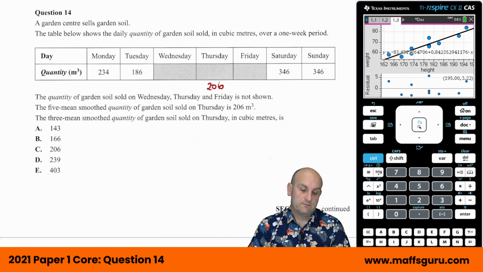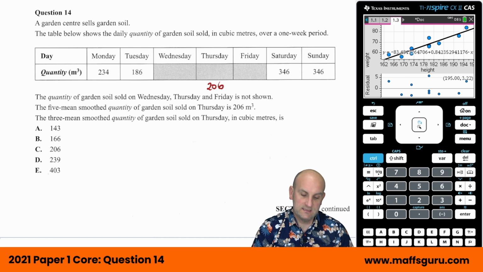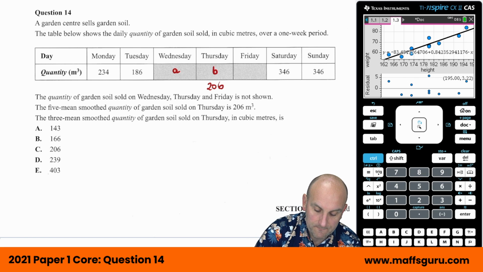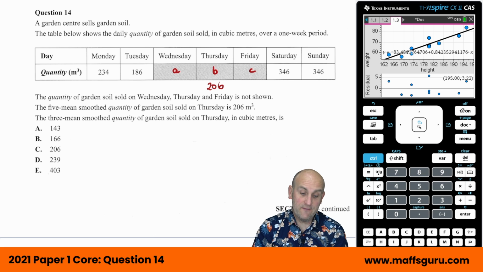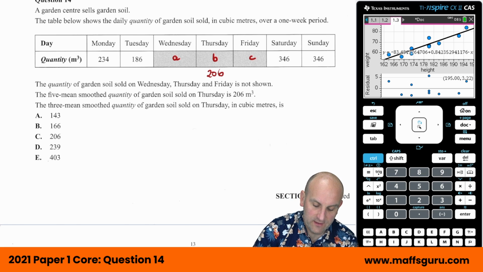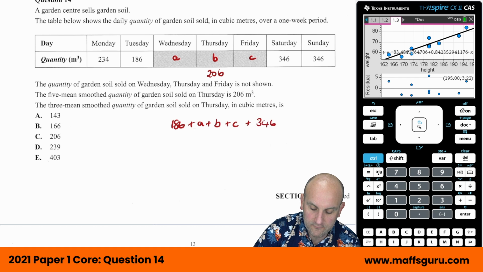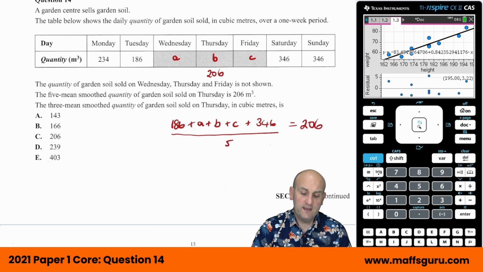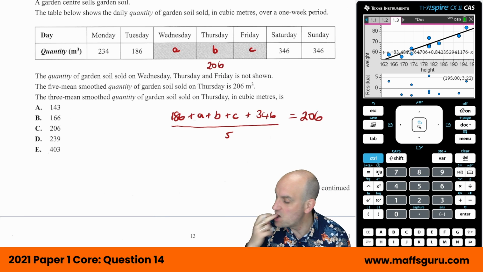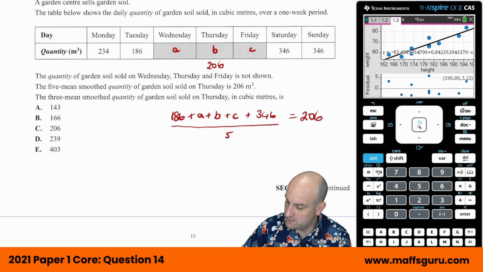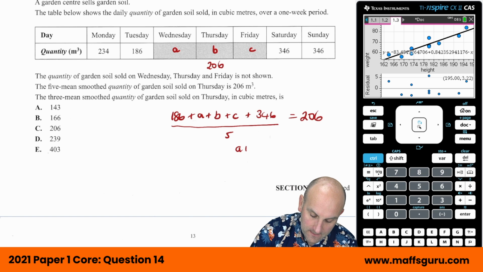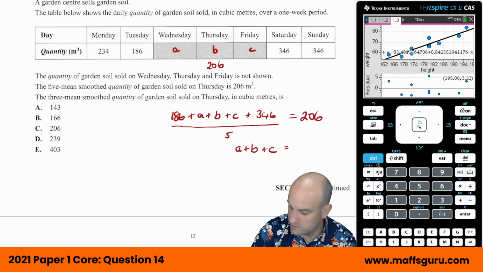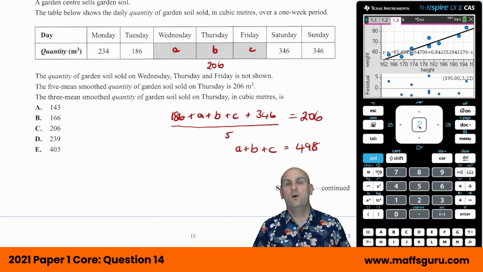The 3 mean smooth on Thursday is, okay, so what I did here was I went, well, let's call those A, B, and C. So where we have a 5 mean smoothing, you add the 5 values together, 186 plus A plus B plus C plus 346, all divided by 5, because that's how you'd find the mean, giving me 206. Okay, so then I did a bit of rearrangement, and I ended up, he says, turning the page of his solutions, with A plus B plus C being 498. Now, why is that useful to me?